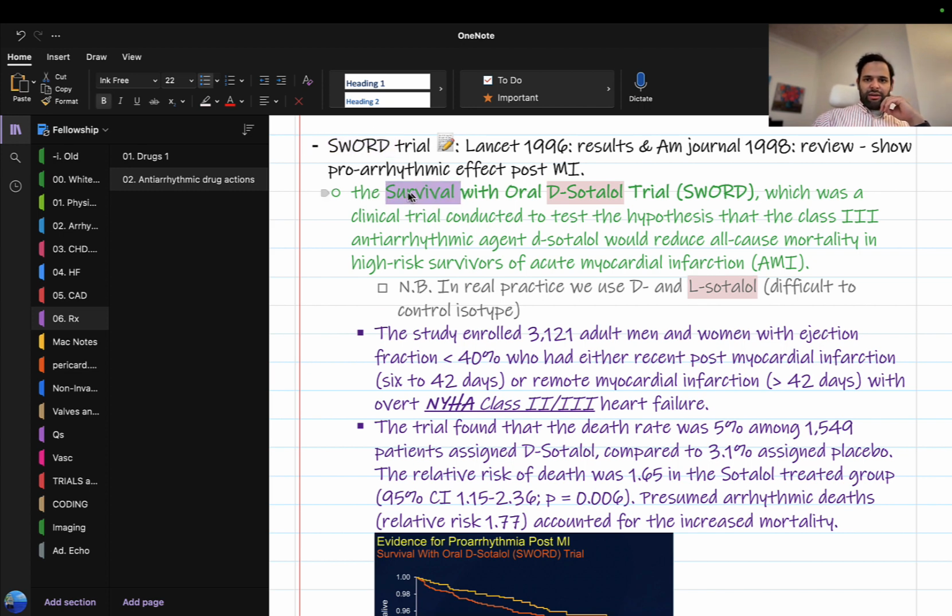It stands for Survival with Oral D-Sotalol trial, known as the SWORD, which was a clinical trial conducted to test the hypothesis that class 3 antiarrhythmic agents, mainly D-Sotalol in this case, would reduce all-cause mortality in high-risk survivors of acute myocardial infarction. Take note that in real practice we use D and L-Sotalol. You can't control the isomer, but in that trial they had a meticulous method, and they wanted to specifically use D-Sotalol.